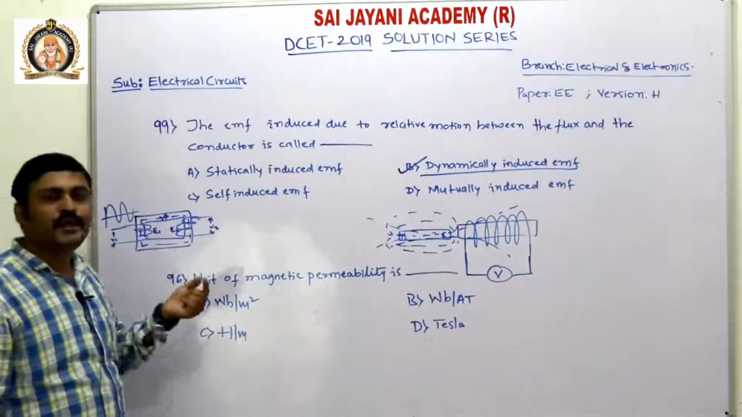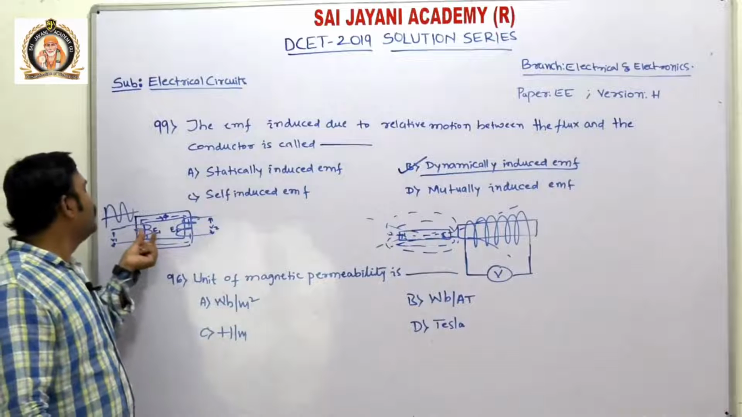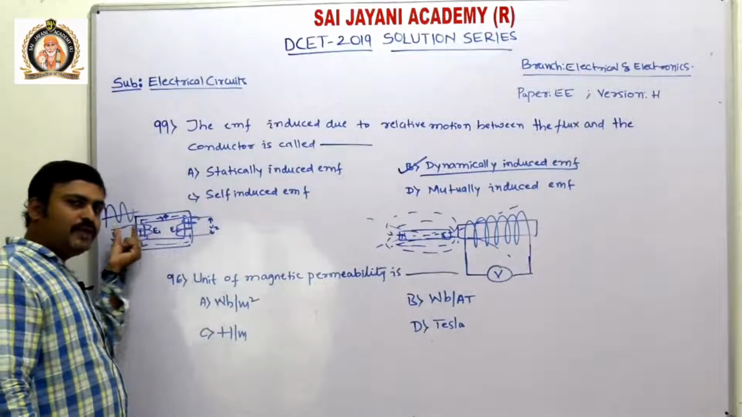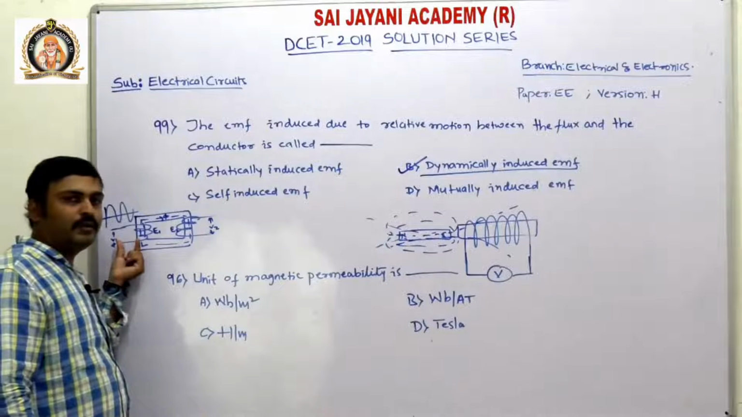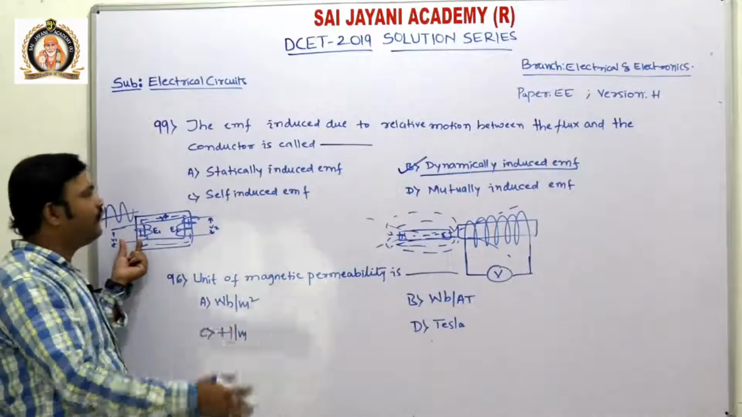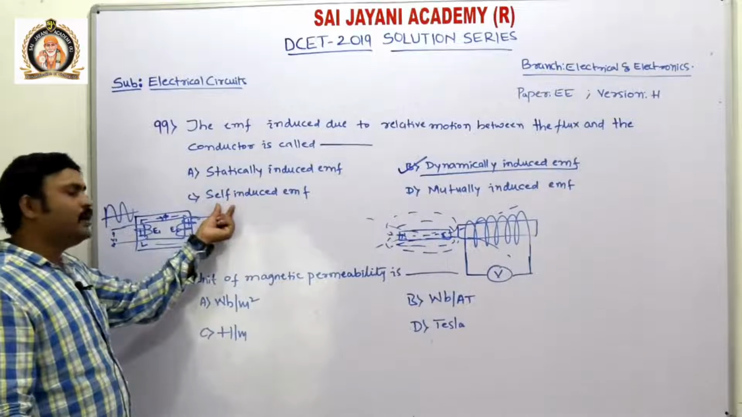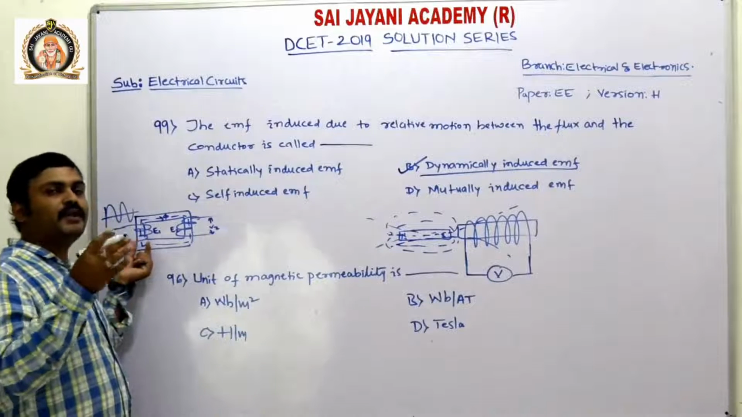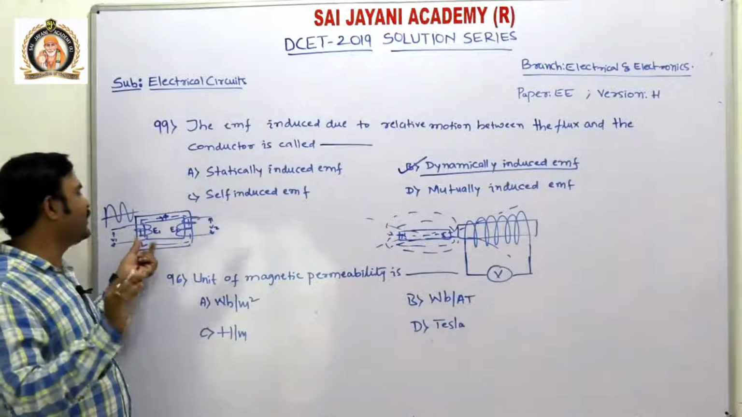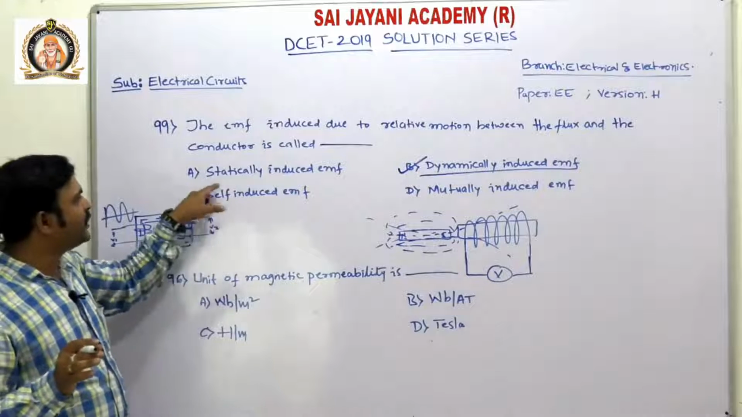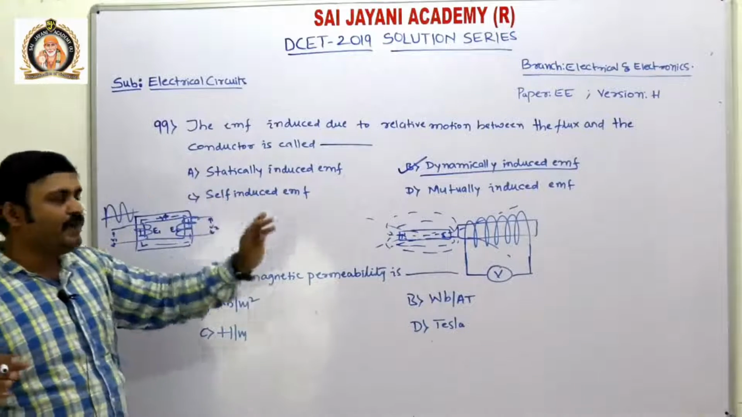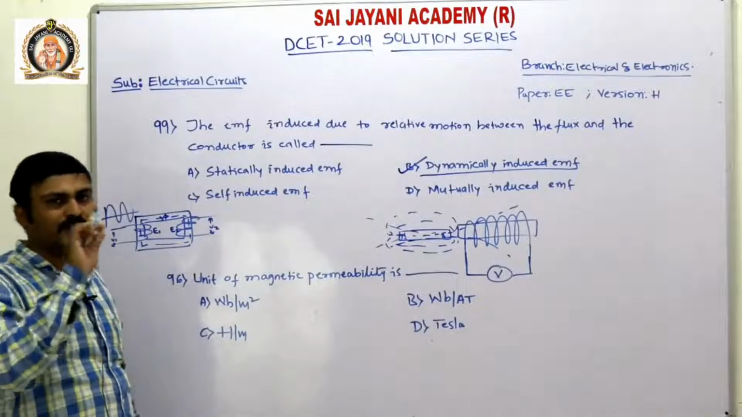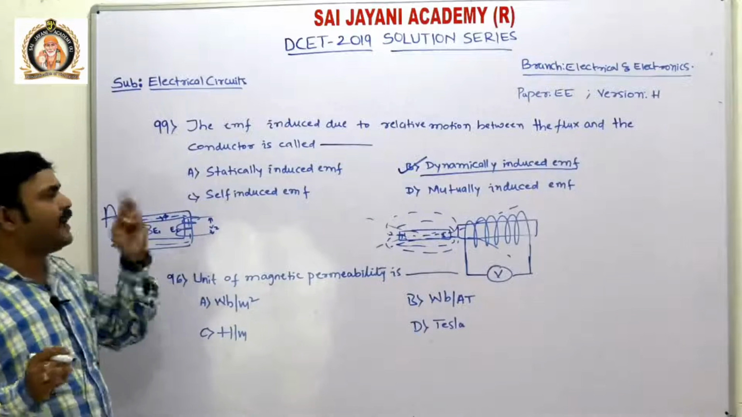Mutually induced EMF means an EMF induced in one coil due to change in flux in another coil. Self-induced EMF is nothing but an EMF induced in one coil due to the change in flux in the same coil. Statically induced EMF means an EMF induced in a coil when the coil is stationary and the flux is changing.